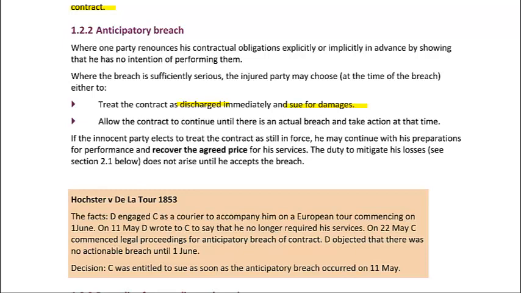Now, that means that if you, for instance, had entered into a contract to do some print work for a client, and the client tells you they're not going to pay you, then even though they've told you that, you have the option to carry on doing the job, complete the order, and then when the client doesn't pay you, you can sue them for the full amount that should have been paid to you under the contract.